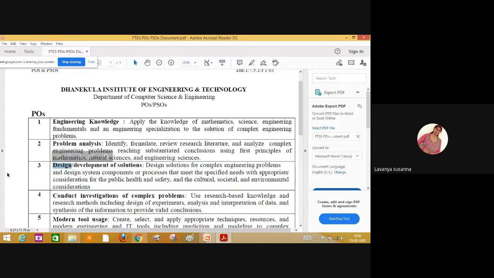So I have connected this CO1 to PO3 also, because you need to design solutions for complex problems. The outcome of the analysis phase will serve as a model for the design phase. You are going to design the solutions for the complex problems, so I have mapped to PO3. I have mapped this CO1 to PO1, engineering knowledge, PO2 problem analysis, and PO3 design or development of solutions. Okay.